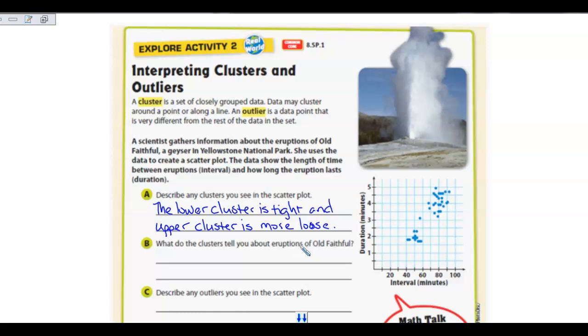Okay, what do they tell you about the eruptions from Old Faithful? And so what happens is, if the intervals are between 40 and 60 minutes, the durations are much shorter. And then if the interval is between 75 and 100 minutes, then they last longer. The duration is longer. Okay? So the shorter the interval, the shorter the duration. Okay?